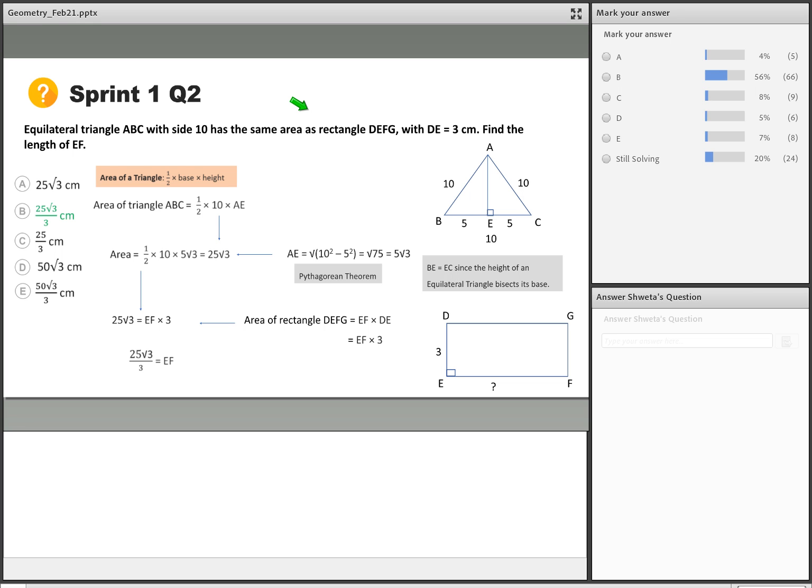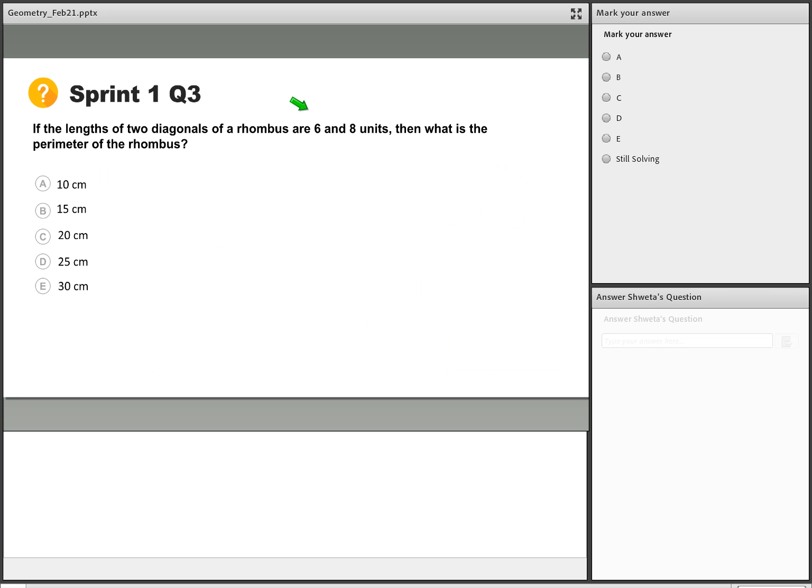Again, I will just clear the answers and open the poll for you. Let's get still solving and then I'll show you the next question. Here's question number 3. Good luck.